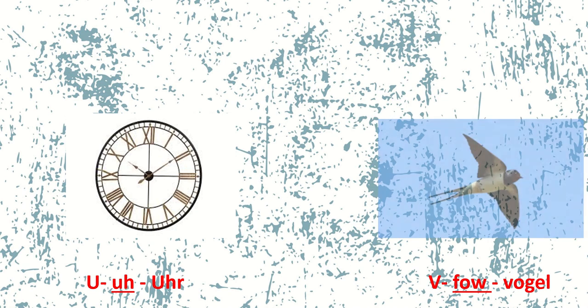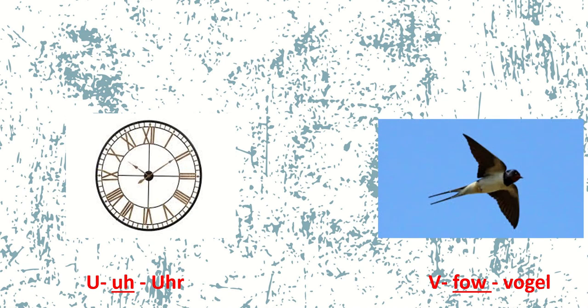Next letter is V. The German word is Vogel. And English translation is bird. Next letter is W. The German word is Wasser. The English translation is water.